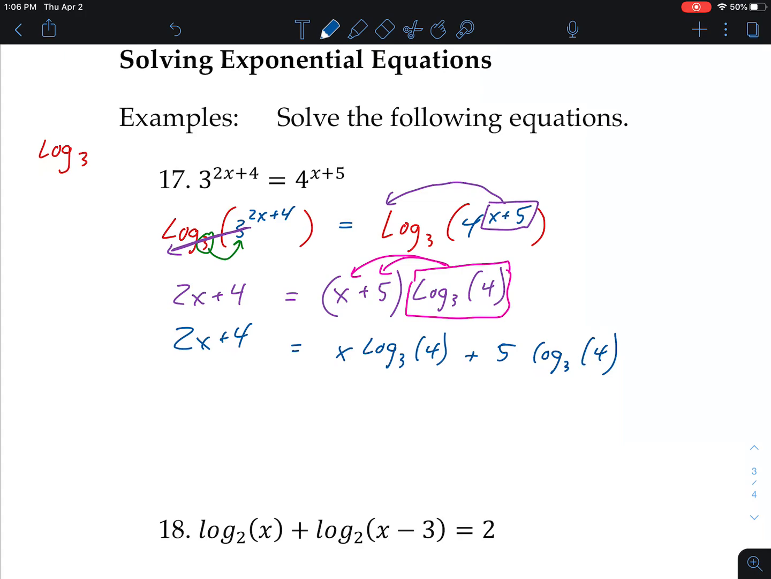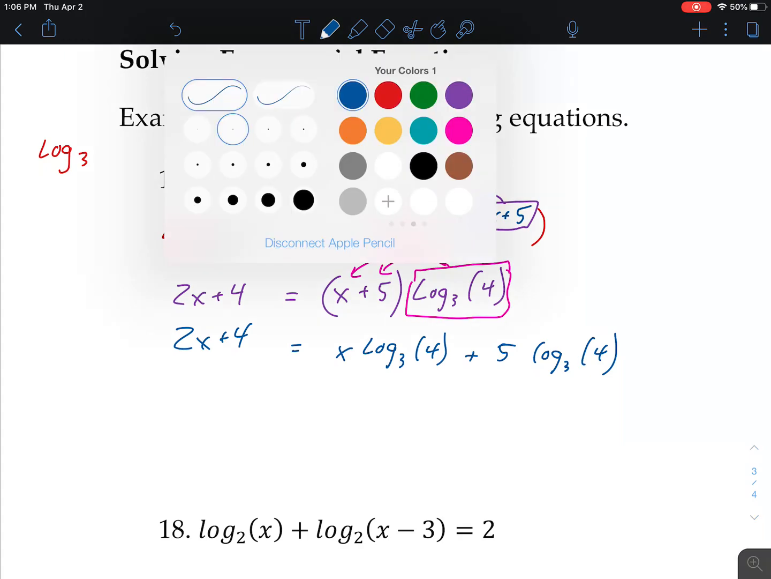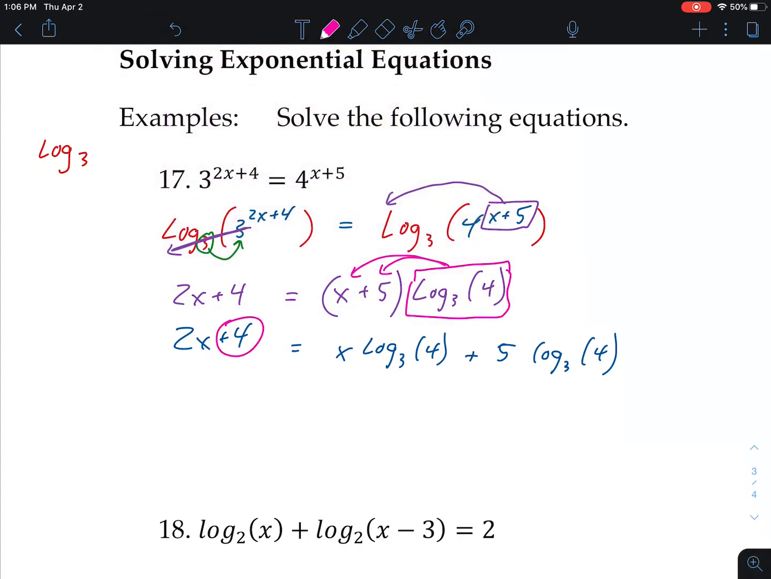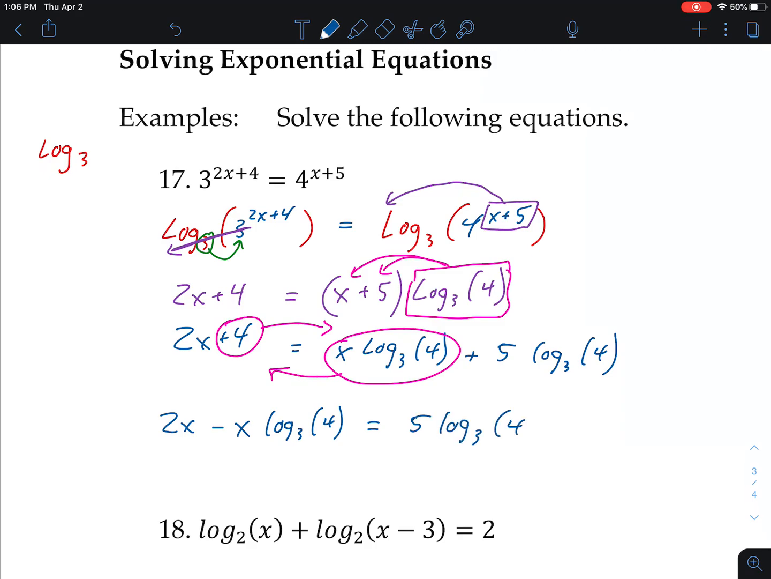All right, and now what I want to do, I want to get the x's together. So now everything that's not an x, I'm going to move over, and everything that is an x, I'm going to move over this way. Okay, so let's start with 2x minus x log base 3 of 4 equals 5 log base 3 of 4 minus 4. Again, the minus 4 stays on the outside. It does not touch the inside of the log base 3 of 4.